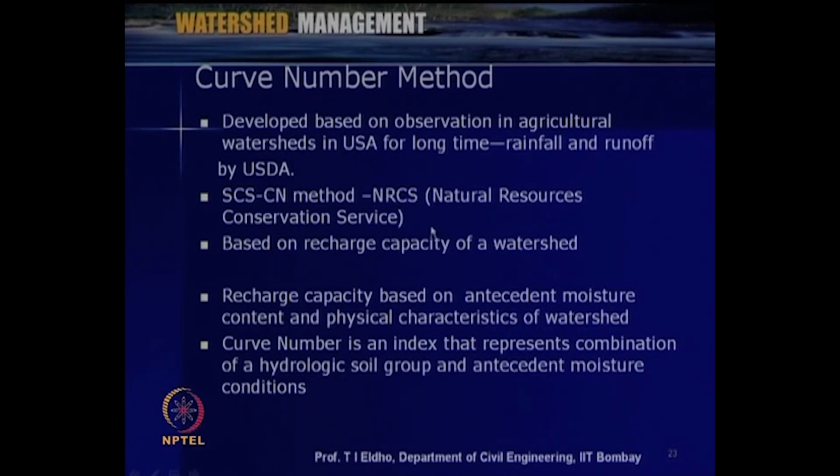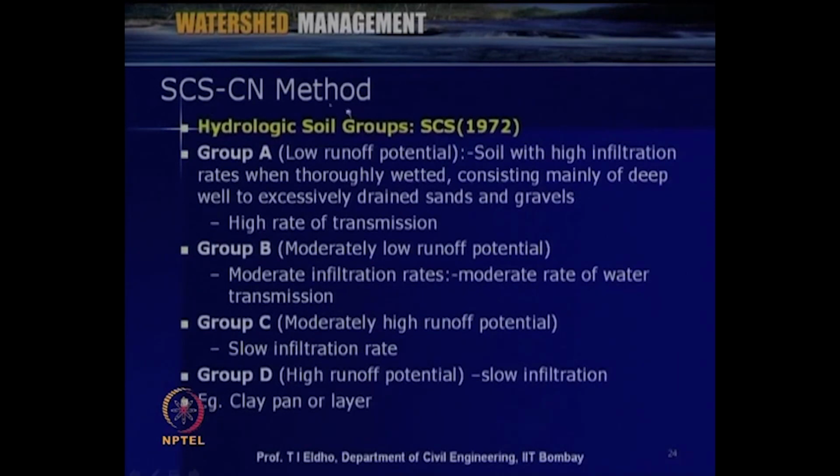This is based upon the recharge capacity of a watershed, and recharge capacity is based on antecedent moisture content and the physical characteristics of the watershed. The curve number is an index that represents the combination of a hydrologic soil group and antecedent moisture conditions. As per the SCS curve number method, hydrologic soil groups have been classified into 4 categories: group A, group B, group C and group D.